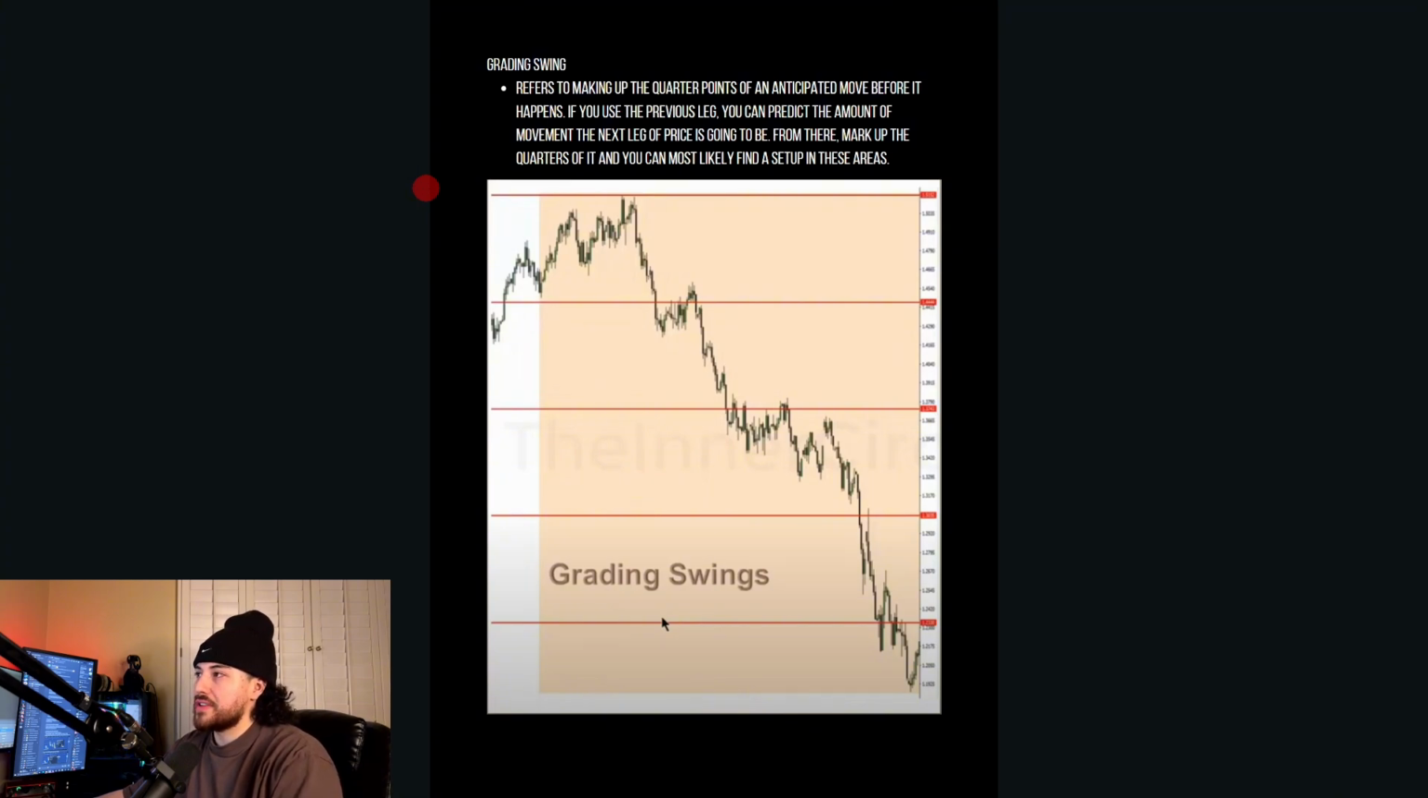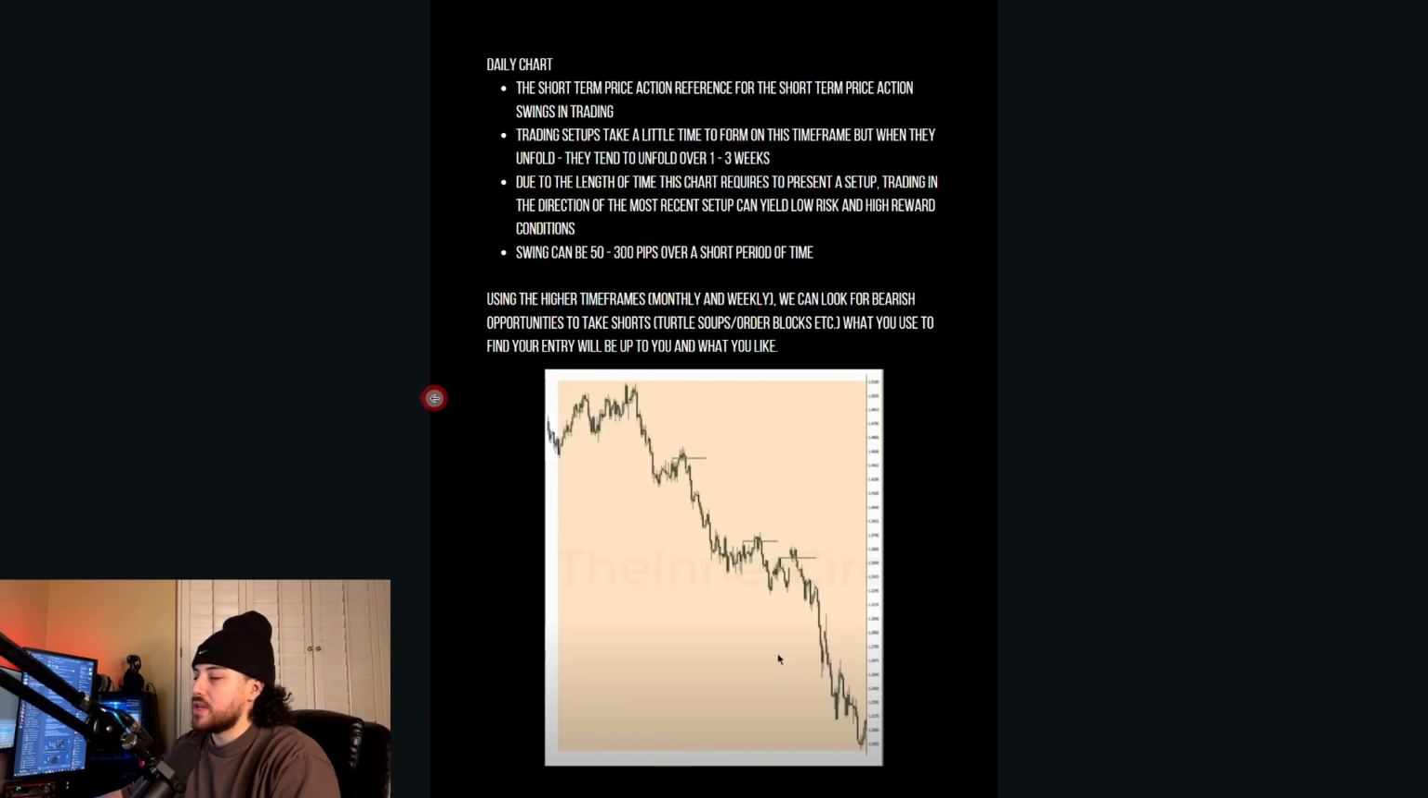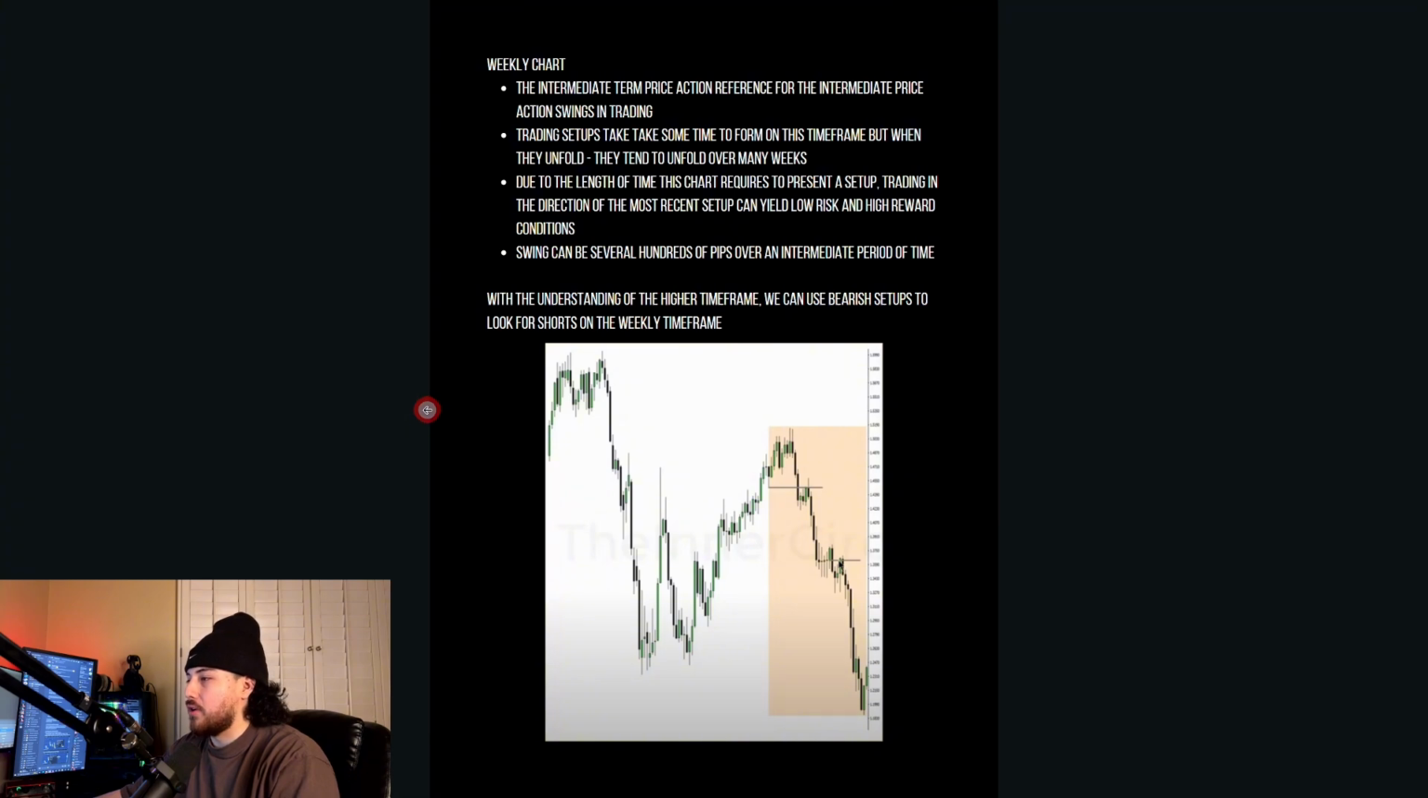If you use the previous leg, you can predict the amount of movement the next leg of price is going to be. From there, mark up the quarters of it, and you can most likely find a setup in these areas. So, what I believe he is saying there is just like in the other lesson, we can potentially predict how far price will move before it does based on the previous leg of structure.